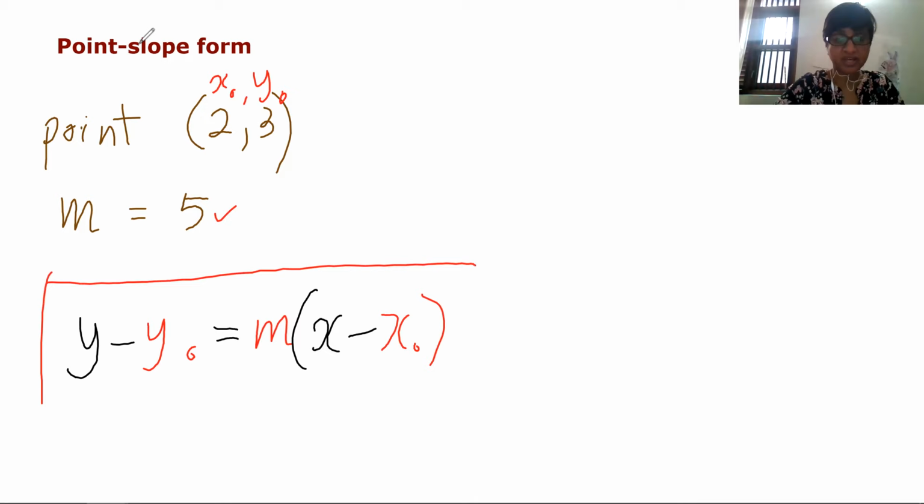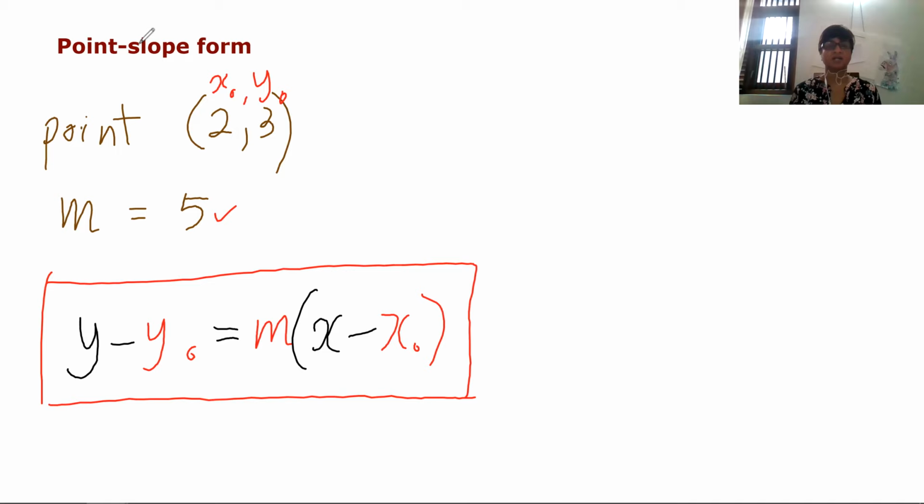I'm sure now you would not like this form because you are so used to the y equals mx plus c form. You might have trouble accepting, that's a form? Can't we simplify it a little bit? Don't we expand the brackets? No, you don't have to. If you give the equation of a line in this form, it's accepted. It's an accepted form in which you can write the equation of a line.